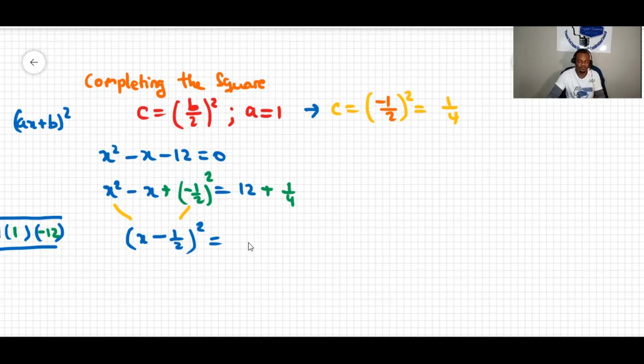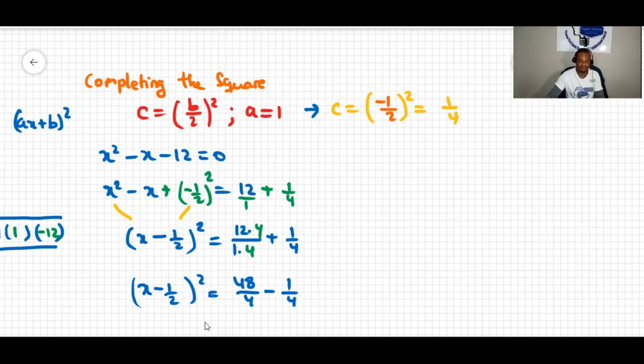So now over here, 12 plus a quarter, I need to make a denominator of 4. So I'll write here 12, because 12 is like over 1, right? If I need to make it with the denominator of 4, I'll times the denominator by 4, and the numerator also times by 4. Then I have plus a quarter. And this will be x minus a half to the power of 2, and this is equal to 48 over 4 plus a quarter.